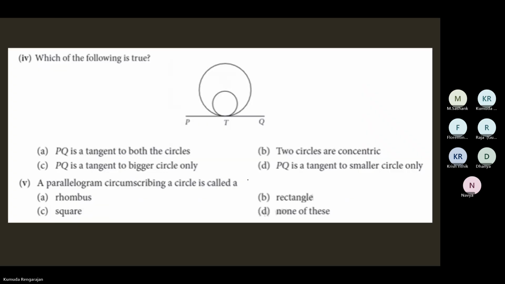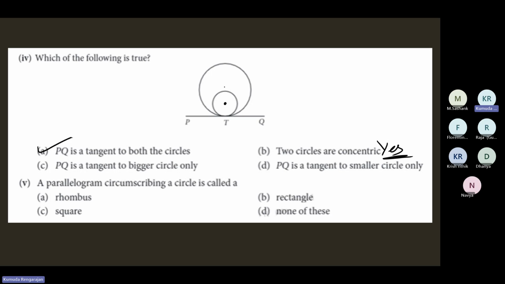Yeah, this one. PQ is the tangent to both the circles. Correct. PQ is a tangent to both the circles. Are the two circles concentric? No, ma'am. No, they are not concentric because they don't have the same center.